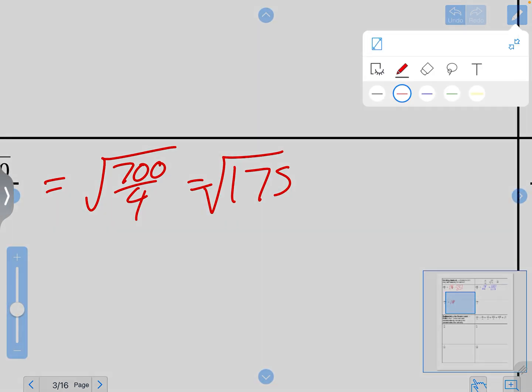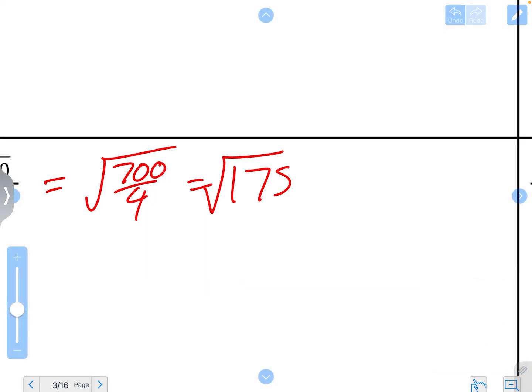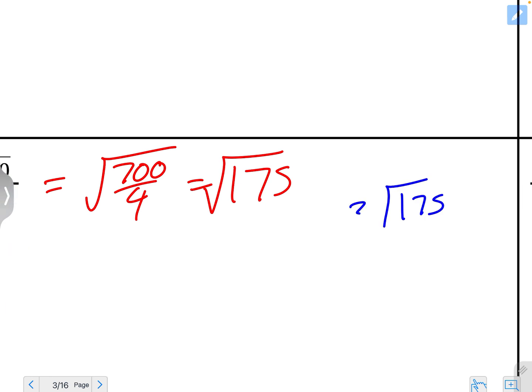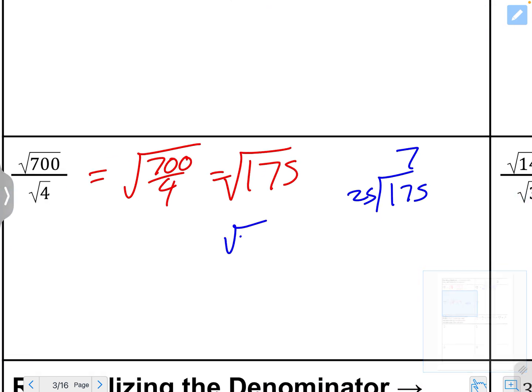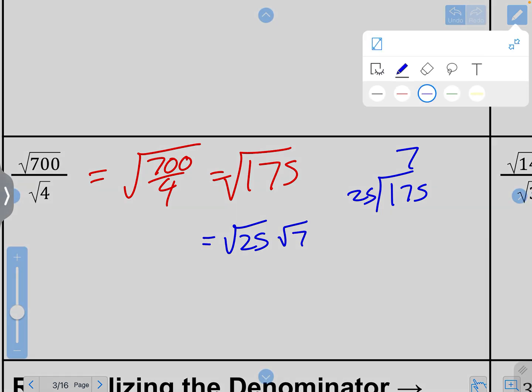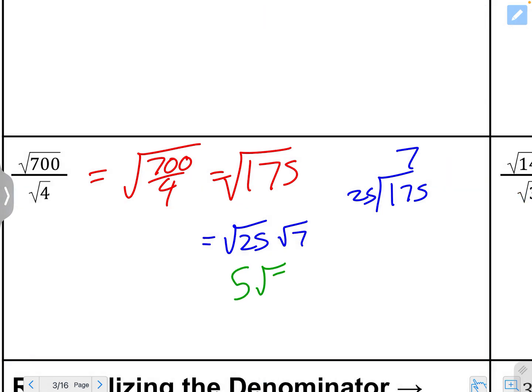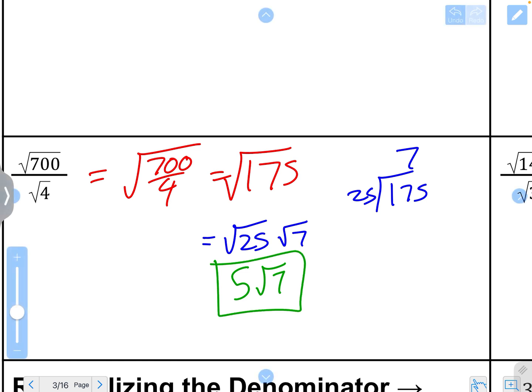And I bet you that 175 can be divided by 25. In fact, 25, 50, 75, 100, 125, 150, 175. So it's going to be 7 times. So I'm going to rewrite this as the square root of 25, the square root of 7. We're going to take the perfect square, and our answer is going to be 5 square root of 7.